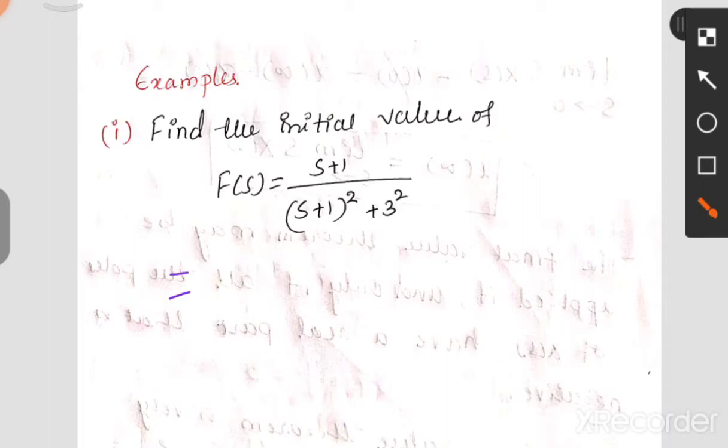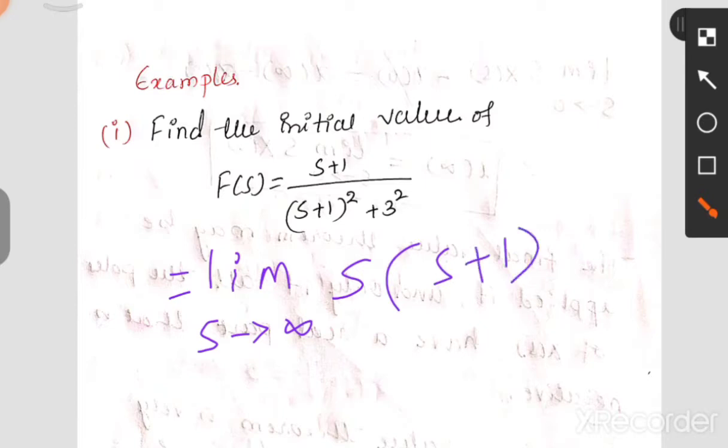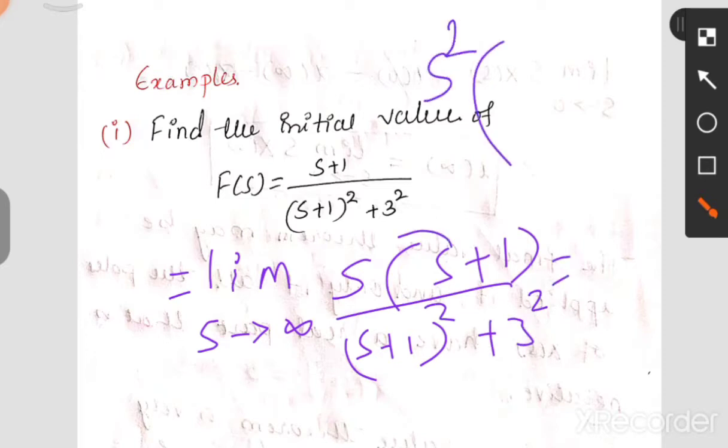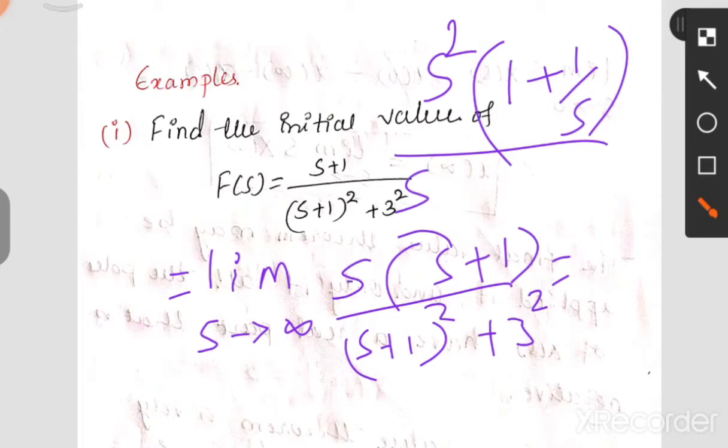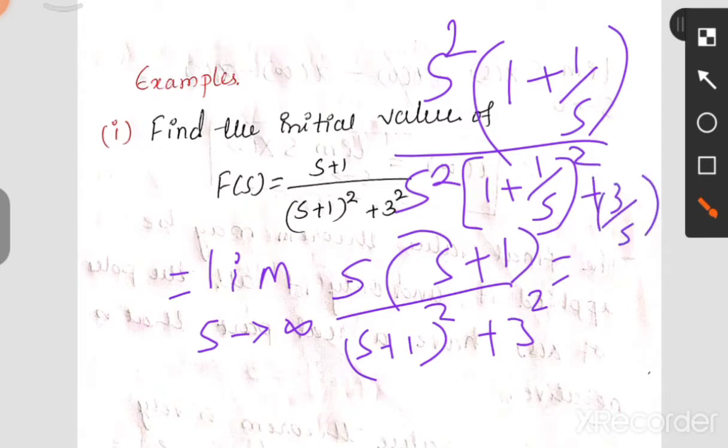Simplify this. That is, f of s can be written as the limit of s tends to infinity, where we have s plus 1 divided by (s plus 1) whole square plus 3 square. From the numerator, take s outside, and from the denominator, take s square outside. Then it will be 1 plus 1 by s in the numerator, divided by 1 plus 1 by s whole square plus 3 by s whole square.